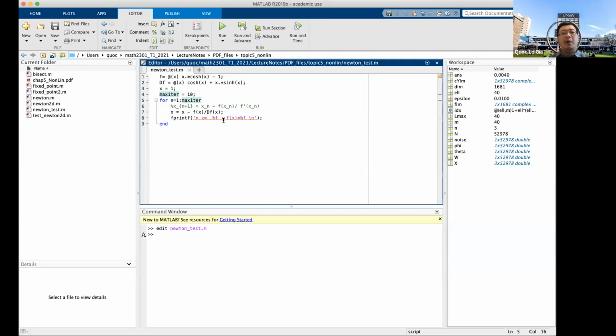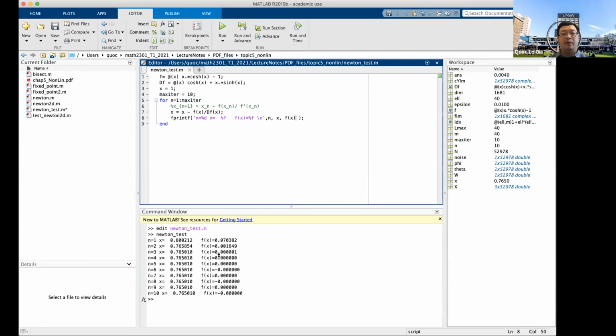So that is the one I have. I have exactly the formula here, and I have to give the value here. So n equals a decimal number. I have n here, then x here, then f of x. Now if I run it, initially you got x zero equal one, and you see x one is 0.8, and then it's going to 0.76, and f of x is very close to zero. Essentially it's just zero after a few iterations. So that is the Newton method.